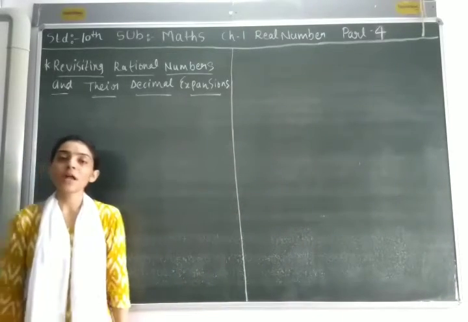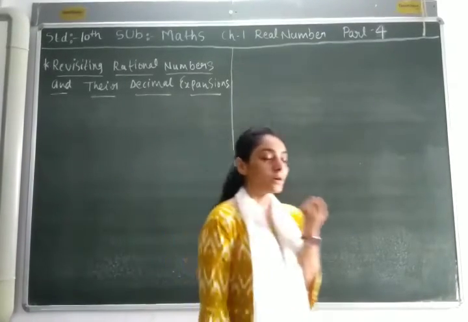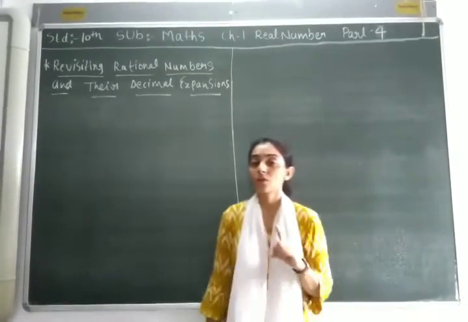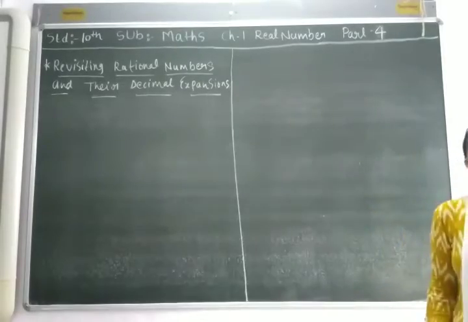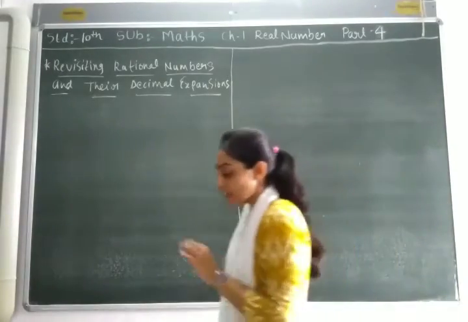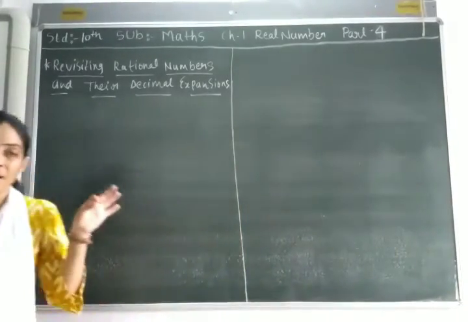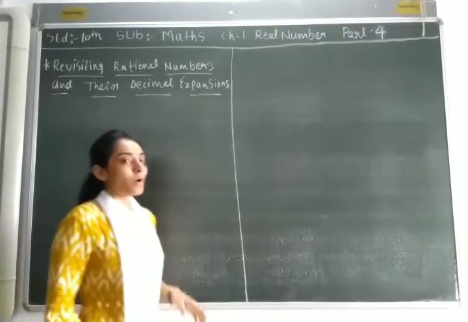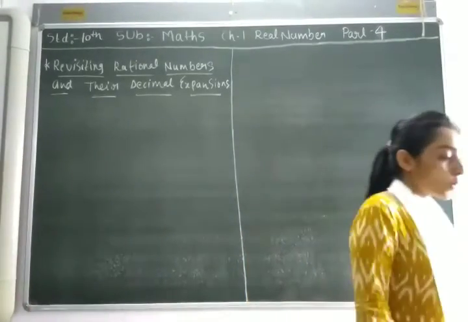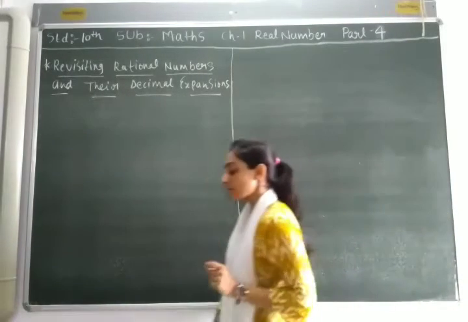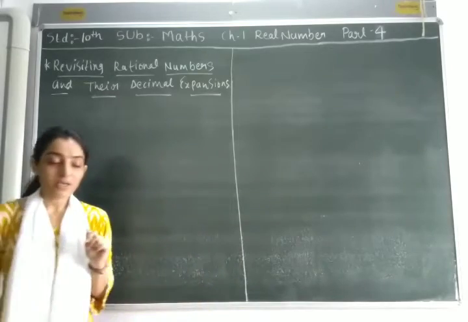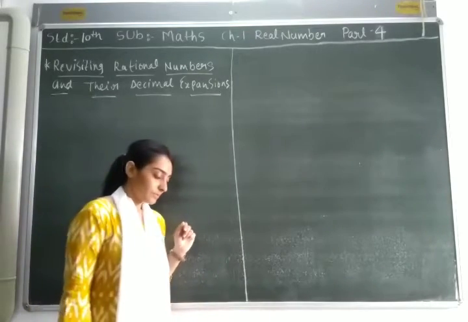By using the contradiction method. And we used one theorem: if P divides A square, then P divides A, where P is a prime number and A is any positive integer. Okay, let's move on to the second application that says whether the decimal is terminating or not.